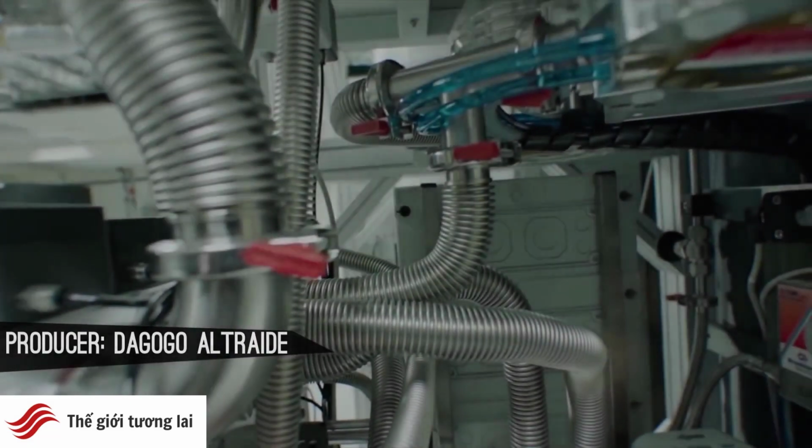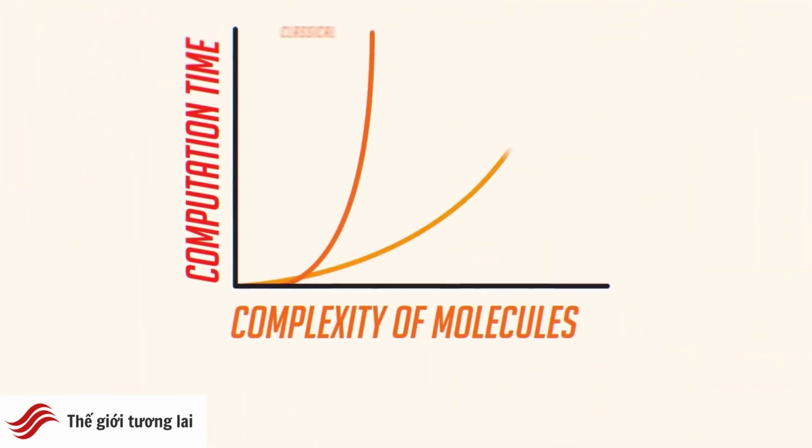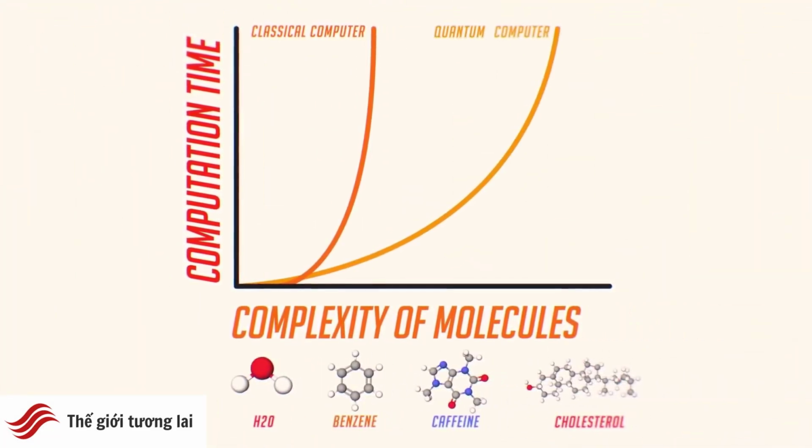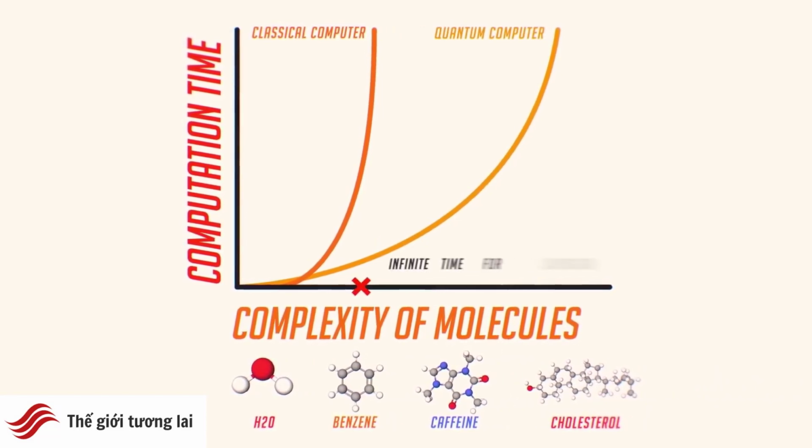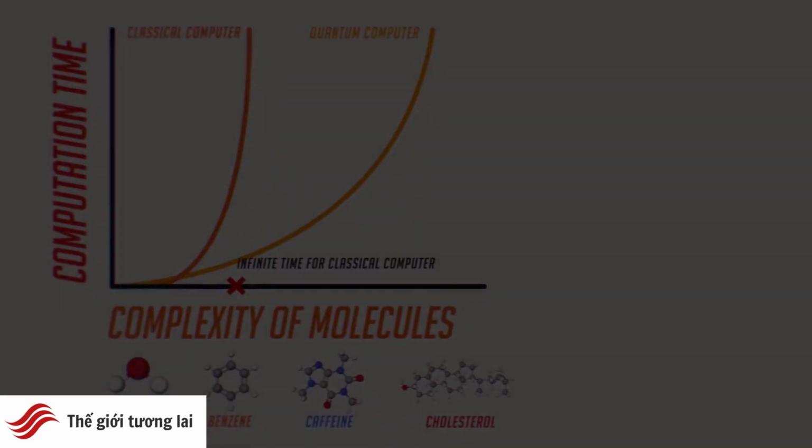So from the last video, we know that quantum computers can solve problems that would take infinitely long on a classical computer. Things such as modeling the brain and modeling weather systems, etc. But let's take a deeper look at how they work.